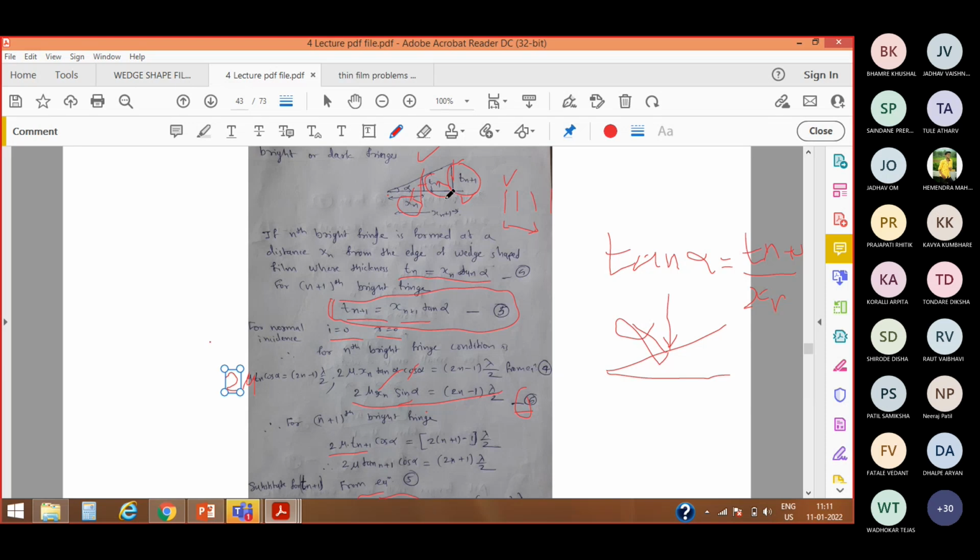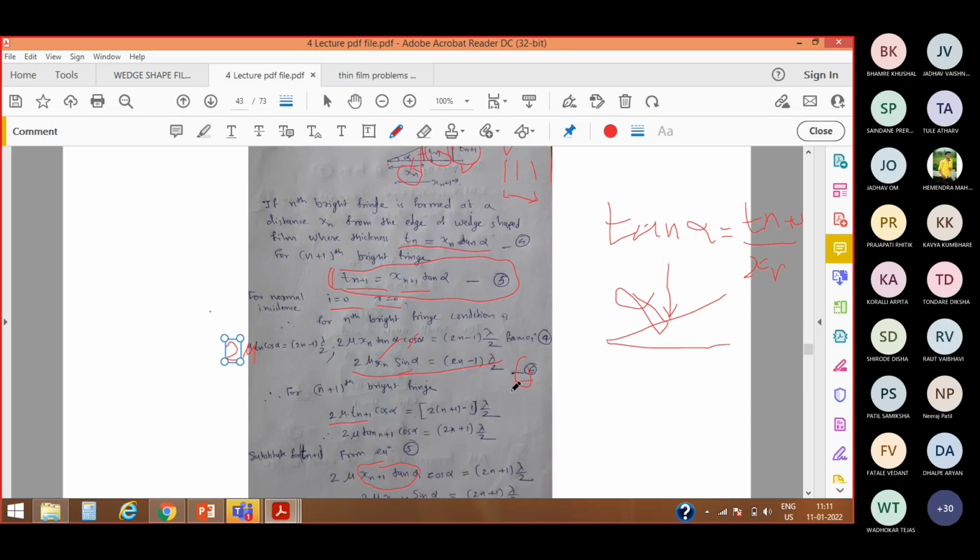For the n plus 1 bright fringe. That is the xn bright fringe, the fringe at a distance xn from this point. For the n plus 1 bright fringe, my equation is 2 times mu into t of n plus 1 cos of alpha. So here only the value of t has changed. In the earlier case it is tn. Right now I have taken t of n plus 1 into cos of alpha. And my equation is 2 into n plus 1 minus 1 into lambda by 2.